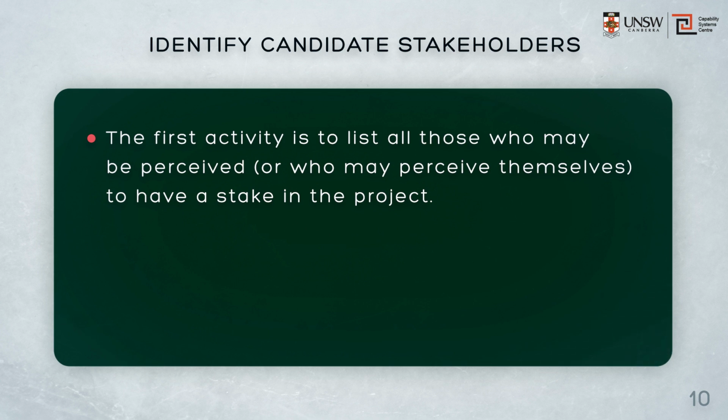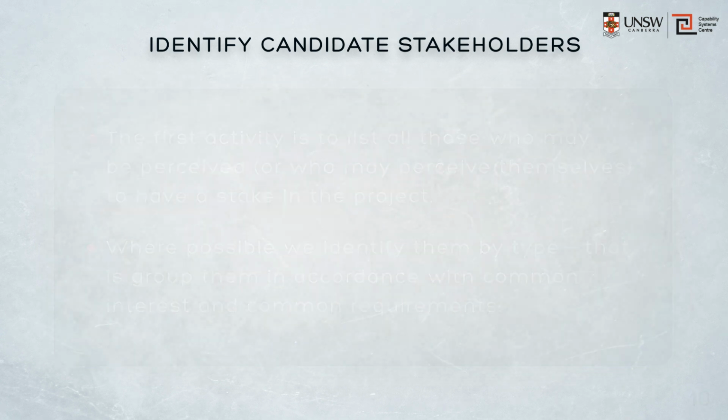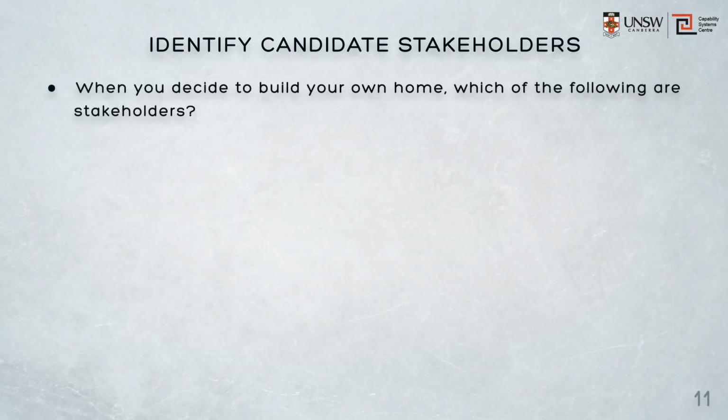The first activity in identifying candidate stakeholders is to list all those who may be perceived or who may perceive themselves to have a stake in the system and the project which will bring it into being. Where possible, we identify them by type. That is, we group them in accordance with common interest and common requirements. So let's look at some examples. Imagine that you and your partner are building your own home. So, who would be stakeholders? Well, here is a list of potential stakeholders and let's examine them.